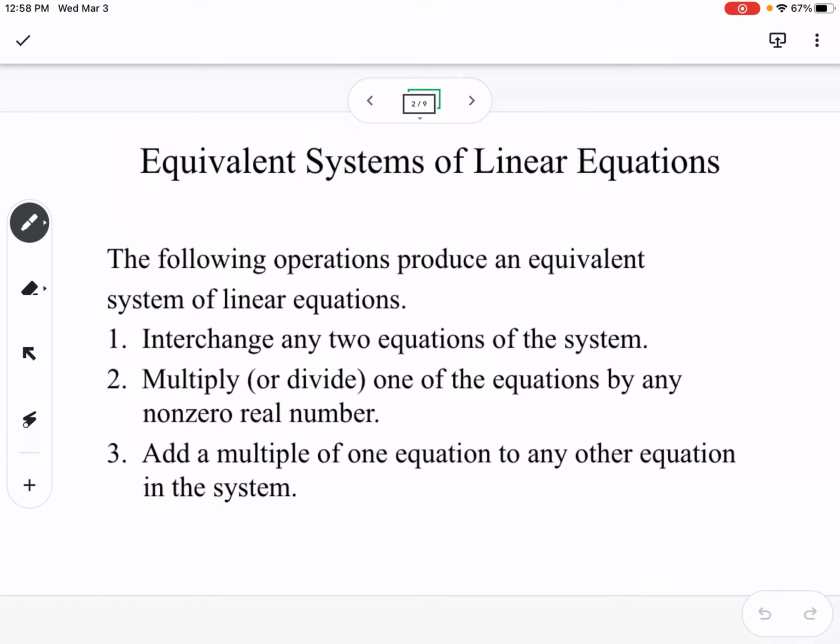We can interchange two equations. We could multiply or divide one of the equations by any non-zero real number, and we could add a multiple of one equation to the other equation in the system. And you've seen this before when we've solved systems algebraically, and we're going to look at that again today.